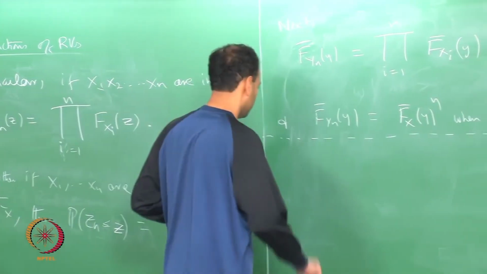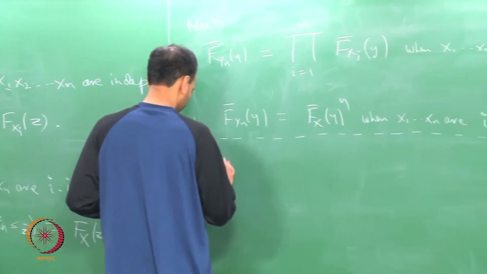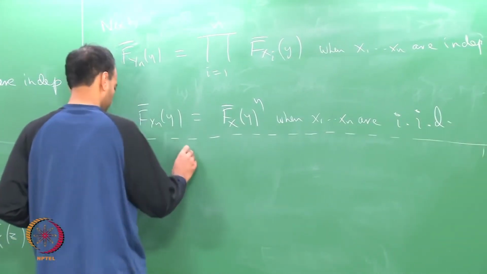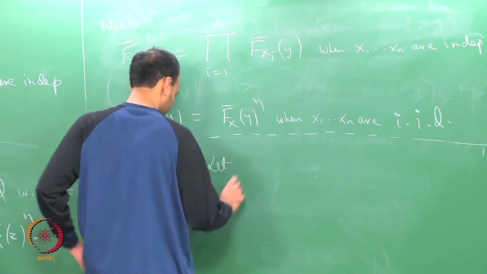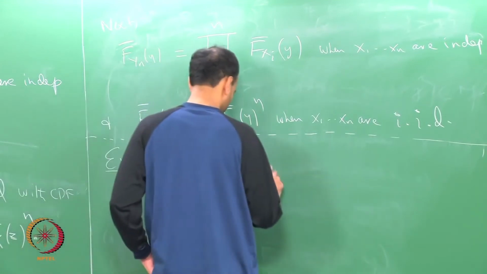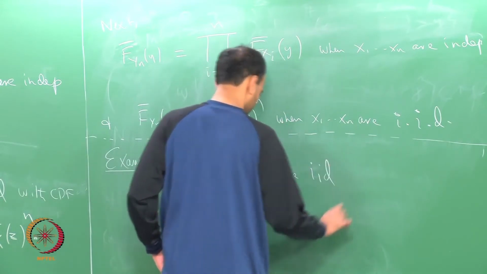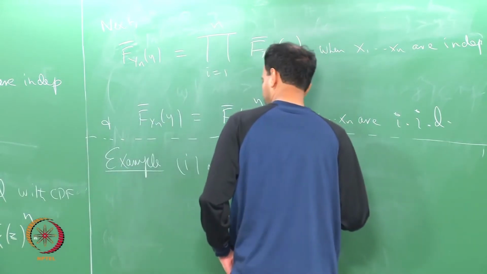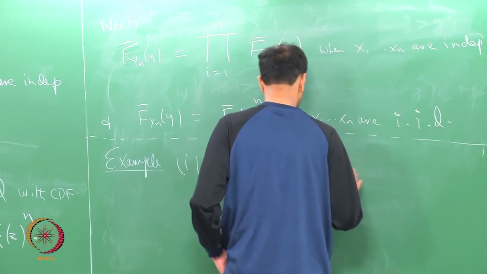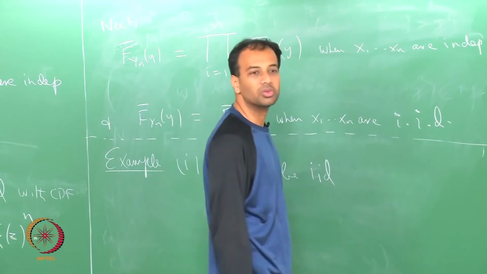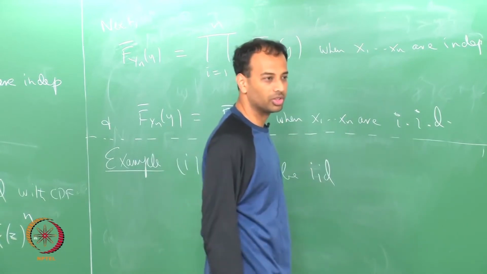Okay. Examples. Let X1 and X2 be independent identically distributed, let us say uniformly distributed random variables. So, you remember uniformly distributed random variables, right.